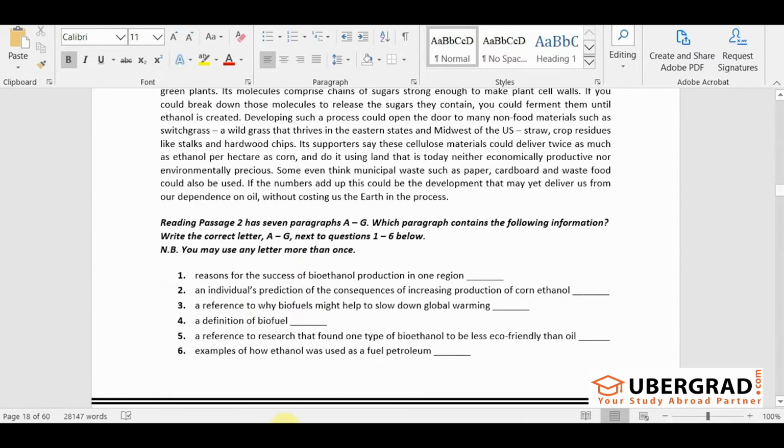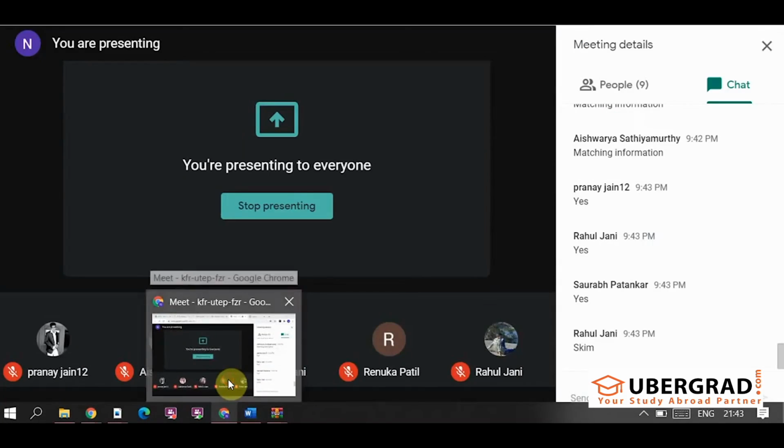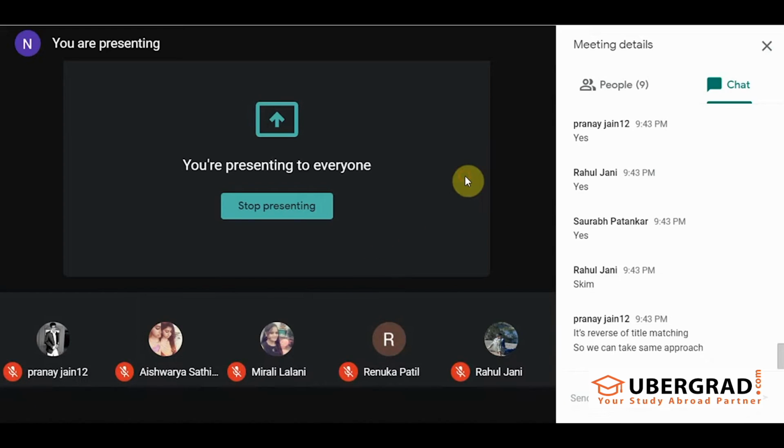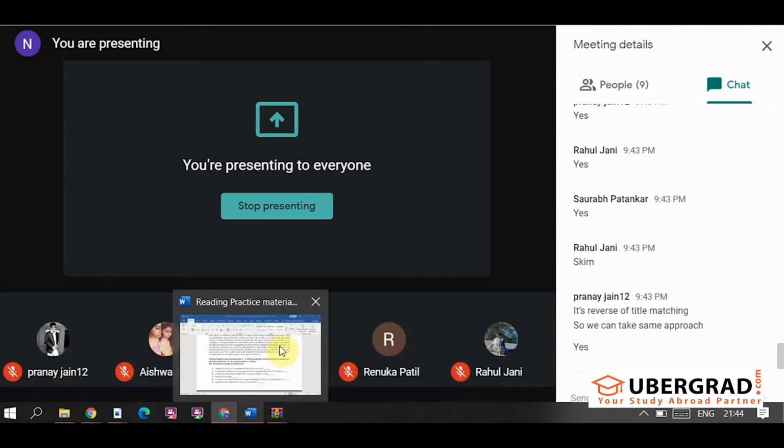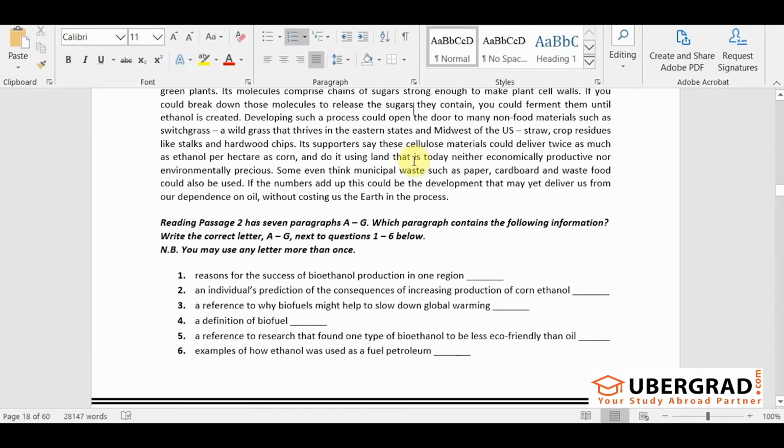I would rather say that we'll follow the same approach that we did for the previous question type, the reverse of yes. So first we'll give headings according to us. We'll read the paragraphs and get an overview of the passage by giving headings. Giving heading means we get an overview of the entire passage, which paragraph contains what information. So once we have that idea, we'll come and quickly match it with the paragraphs. Got it? So let's start doing the same thing. We'll go to the paragraphs and try to give them headings.